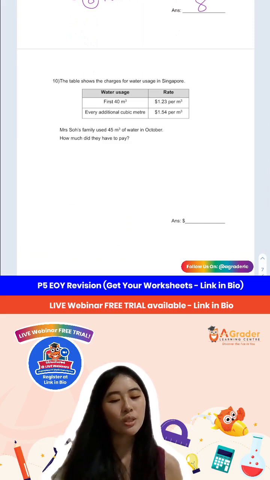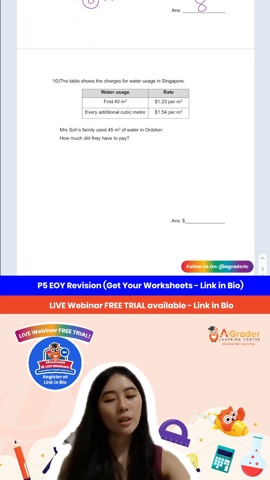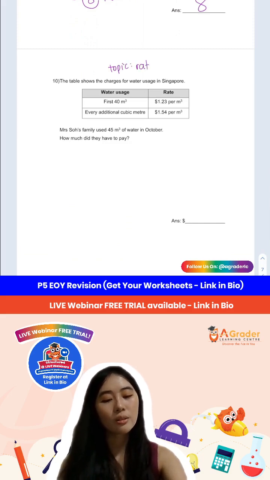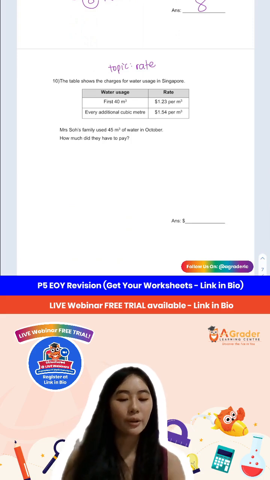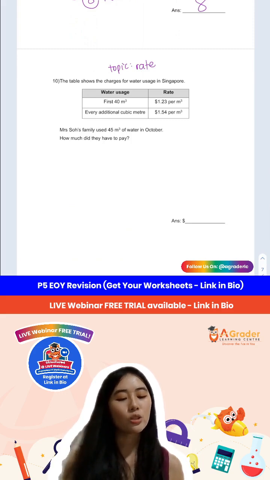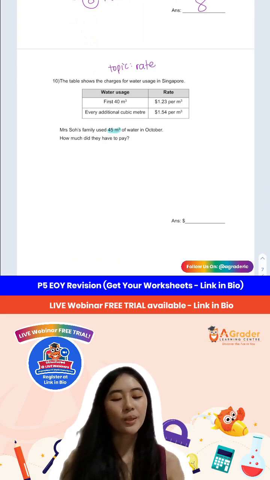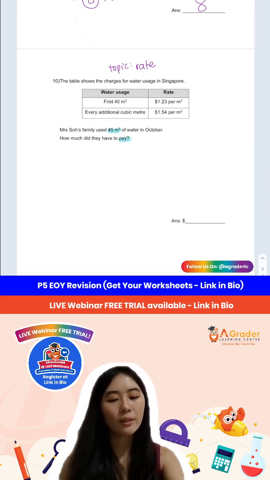The table shows the charges for water usage in Singapore. So this question, the topic is on rate. Okay, so you learn rate in P5, right? So for the first 40 cubic meter, the rate is $1.23 per cubic meter. Every additional cubic meter is $1.54. Okay, so Mr. So's family used 45 cubic meter in October. How much did they have to pay?